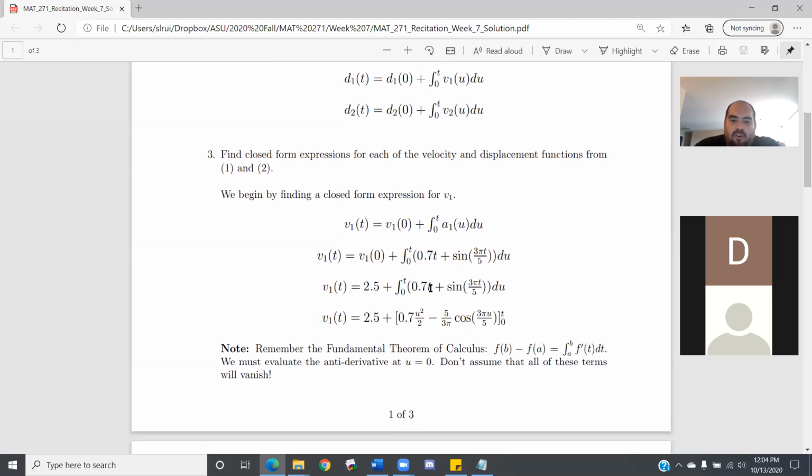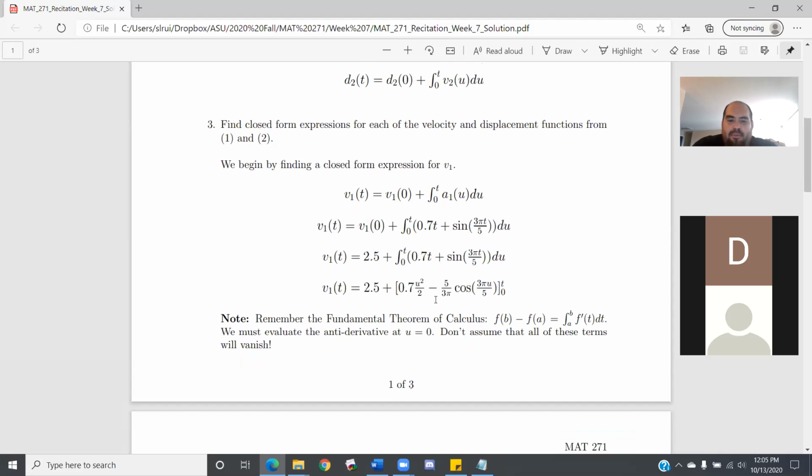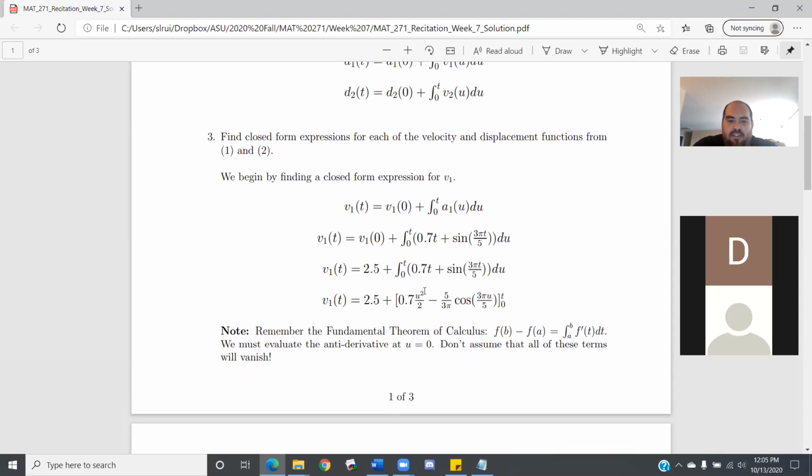So this is just power rule, 0.7t. Increase the power by 1, divide by 2. We have a simple case of undoing the chain rule to get from this sine to this cosine function here. And again, even for most of this, I was seeing a lot of correct work. It's what happens from this point forward that I start to see people making dangerous assumptions.